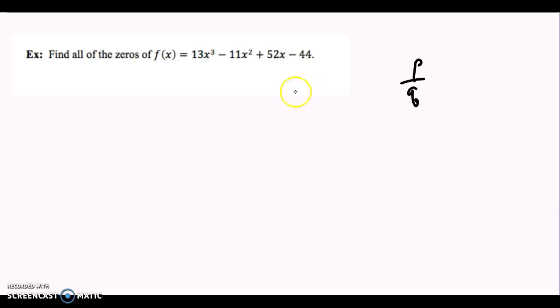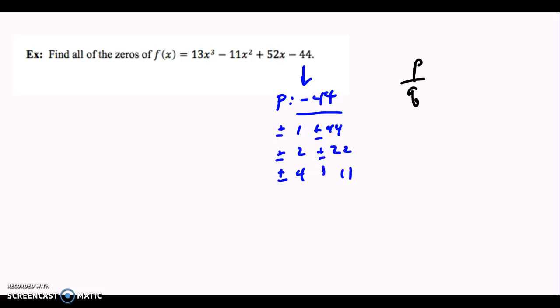So let me just go ahead and try out this example with you. I'm going to take p, which is negative 44, and I'm going to list out the factors of it, which are 1 and 44, 2 and 22, and 4 and 11. I'm going to put a plus and minus in front of each one of these because I know that a factor of negative 44 could be a positive 1 and it could also be a negative 44. Whenever I'm listing out these potential rational roots, I'm always going to put a plus or minus in front of the factors. So I'll repeat with q, which is going to be a positive 13, and the factors of positive 13 are positive 1 and positive 13.